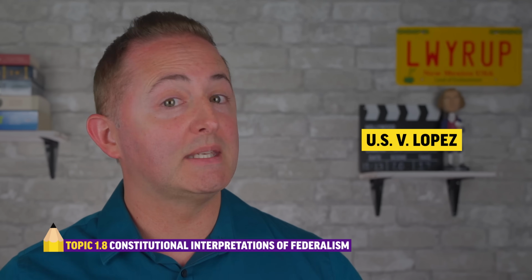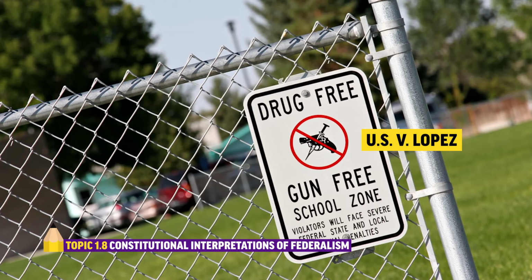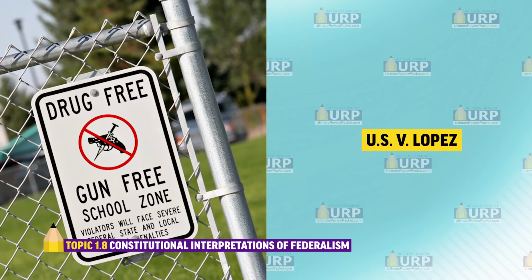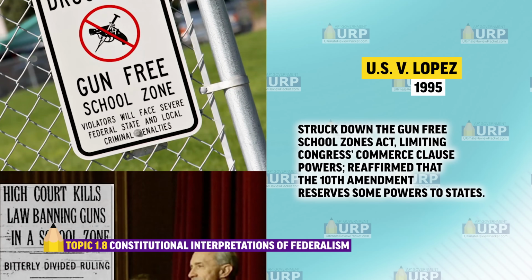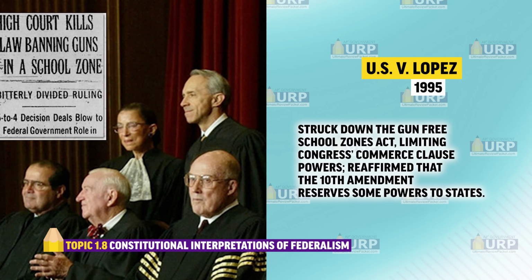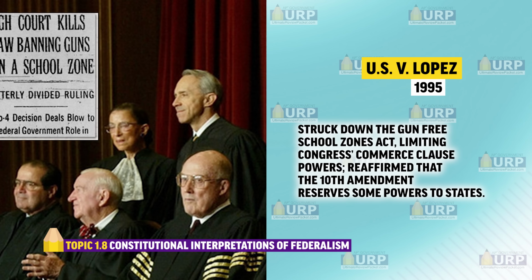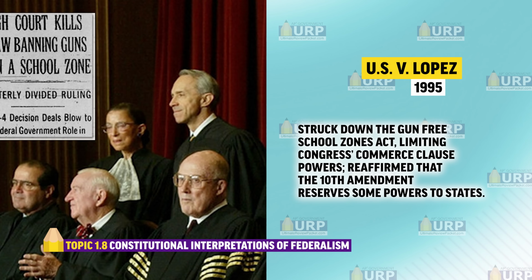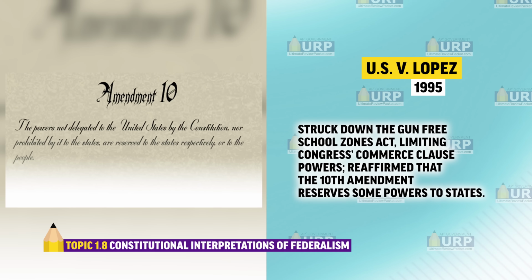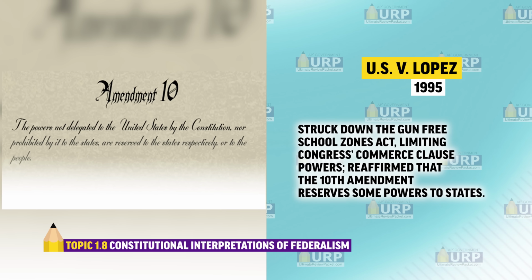U.S. versus Lopez is a different story though. Congress passed a law regulating guns at school and claimed that they could do so through their Commerce Clause powers. However, the court struck down that law and for the first time in nearly 60 years held that there actually is a limit to Congress's power under the Commerce Clause, and reaffirmed that the 10th Amendment does reserve some powers to the states.